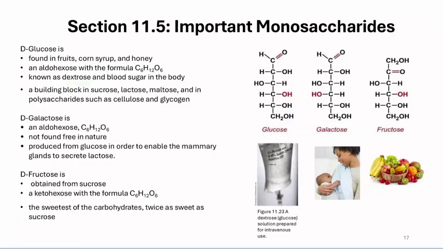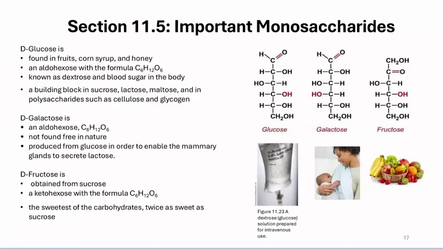And glucose can be placed, as you can see in figure 11.23a, as a solution that then can be delivered to the human body via injection in veins. Glucose is an important building block because there are other disaccharides that contain glucose in their structure. Some examples include sucrose, lactose, and maltose. Additionally, glucose is the building block of polysaccharides like cellulose and glycogen.